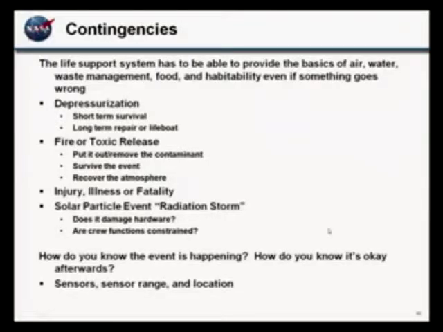Okay, and then contingencies. I categorize contingencies differently than failures. Failure is something in my system went wrong and it stopped performing its function. Contingencies are something from outside my system happened that we have to deal with. Obviously, there are lots of contingencies that can happen in a mission, but I have a list of things that typically the life support has to help fix. So those air, water, waste, food, habitability, those same basic survival things have to happen.